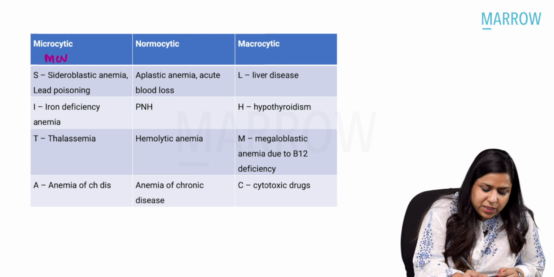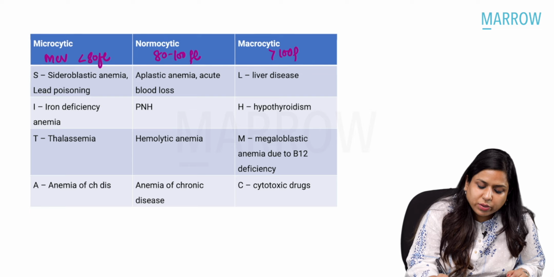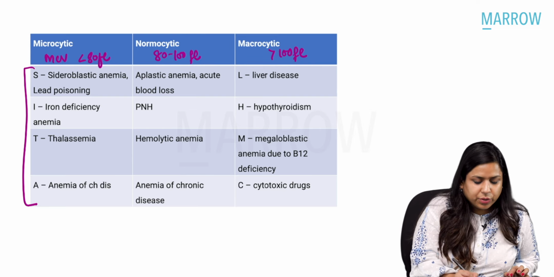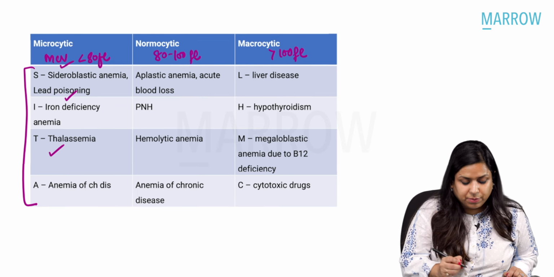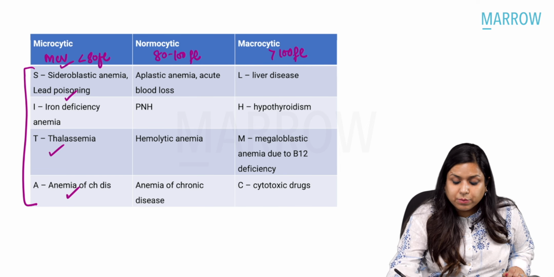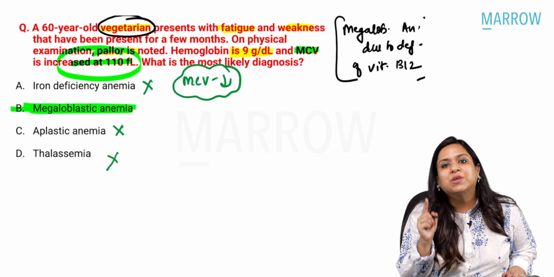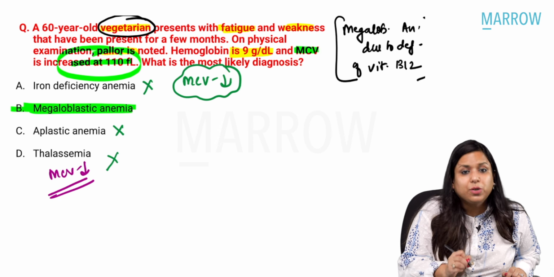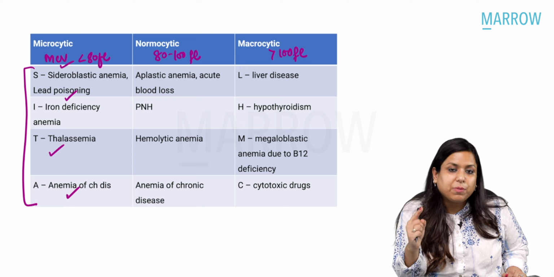Microcytic, when the MCV is less than 80 femtoliters, normocytic when the MCV is between 80 to 100 femtoliters, and macrocytic when it is more than 100 femtoliters. Which conditions do you see microcytic anemia? The answer is going to be TAIS: sideroblastic anemia, iron deficiency anemia, T for thalassemia, and A for anemia of chronic disease. I'm sorry, in this question I told you thalassemia has got normocytic anemia. No, thalassemia is an example of microcytic anemia, right? So here the MCV in thalassemia is going to be low and not normal or high. Understood? So, that is the mnemonic which you have to remember for microcytic.